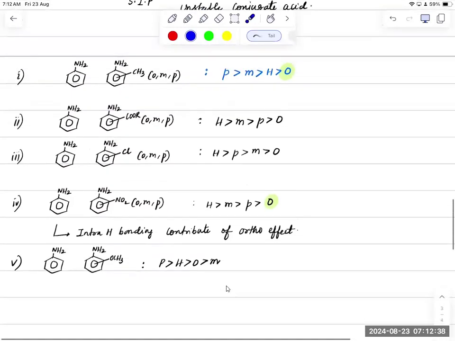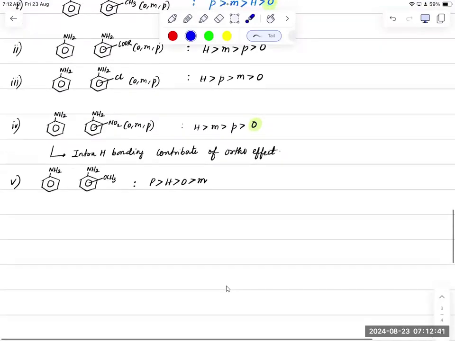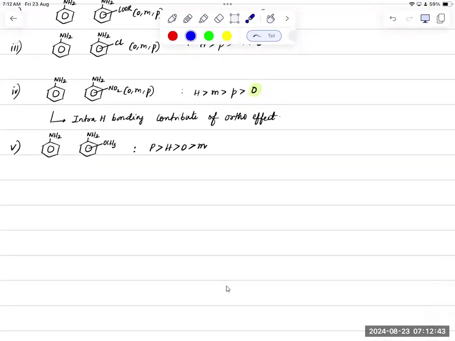Okay. So I hope all of you understood in which cases we need to apply this. Just a minute. Check out the exact value once.